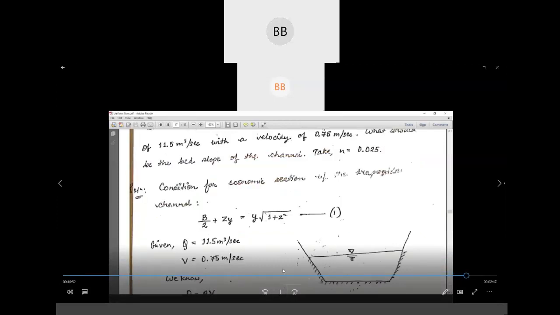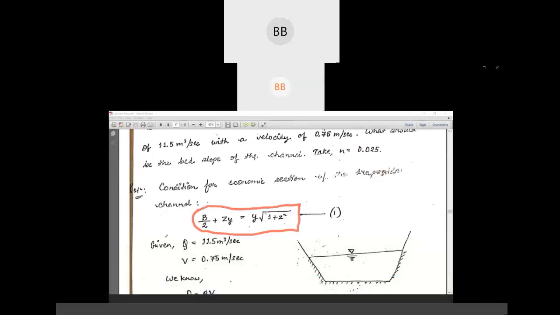Use the economic section condition for a trapezoidal channel. Sorry, the velocity is nothing but 0.75. Okay, velocity is 0.75.